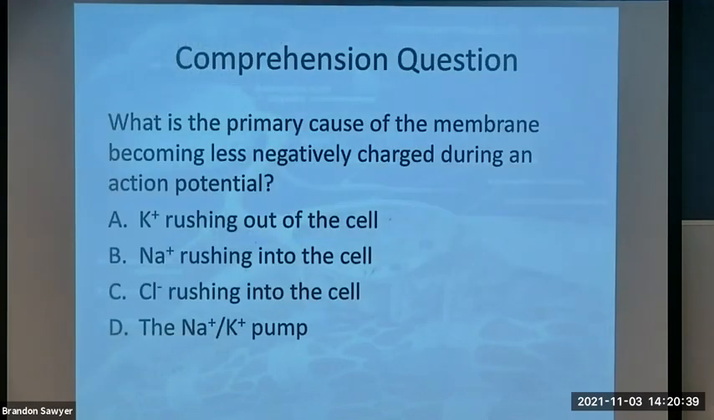Okay. All right. So then with this comprehension question, 2/3 of you said B, and then 1/3 of you said D. So definitely sodium rushing into the cell is the primary cause of depolarization. Okay, the sodium potassium pump is not related to action potentials happening. It's related to maintaining resting membrane potential. It's also related to recovering from an action potential later, but it's pumping sodium out, right? The depolarization is actually caused by sodium coming in, right? The sodium potassium pump is sending potassium and sodium in the opposite directions of their normal diffusion gradient. Okay, any questions on that?